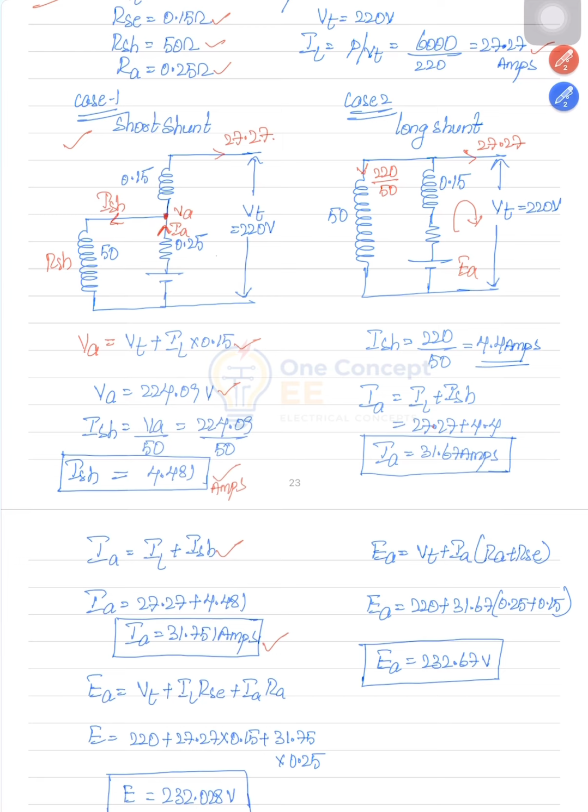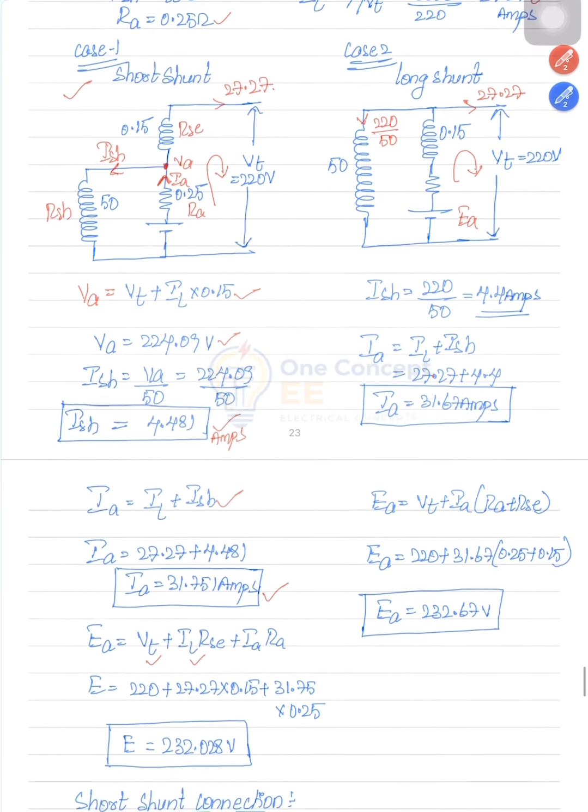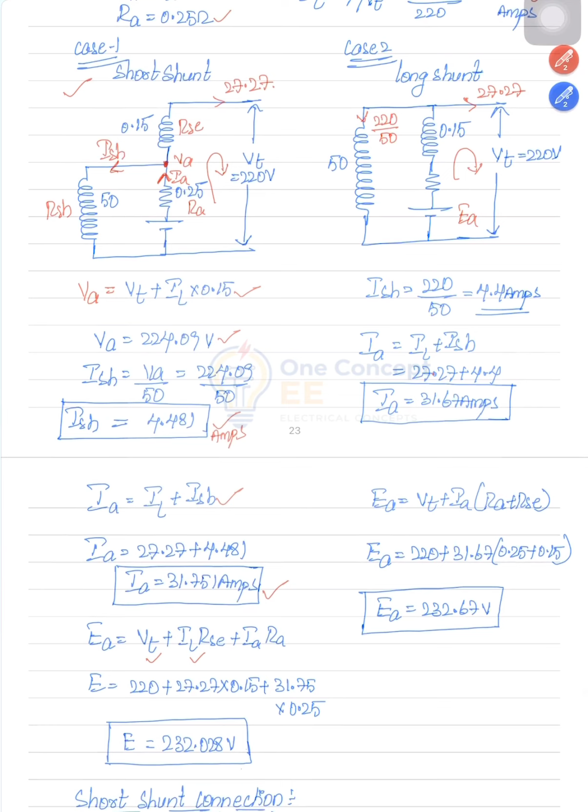Here, I am doing simple KVL in this particular loop. This is RSC. This is RA. The induced EMF E equal to VT plus IL into RSC plus IA RA. By substituting the above values, I am getting an induced EMF of 232.028 volts.